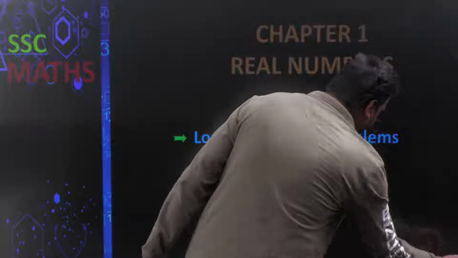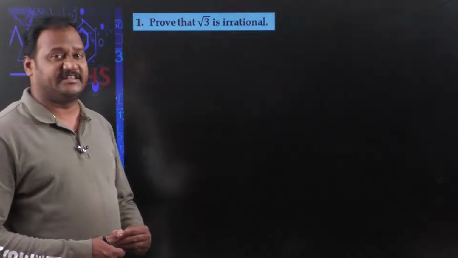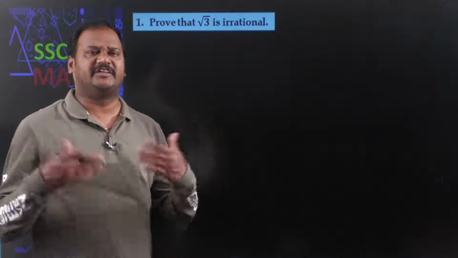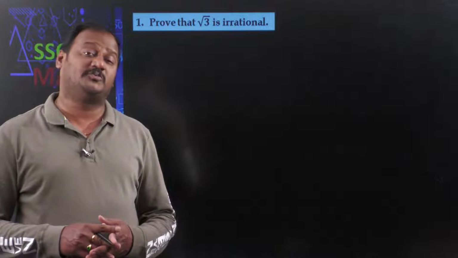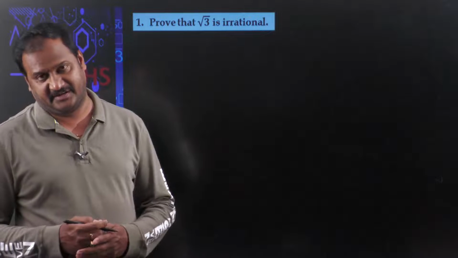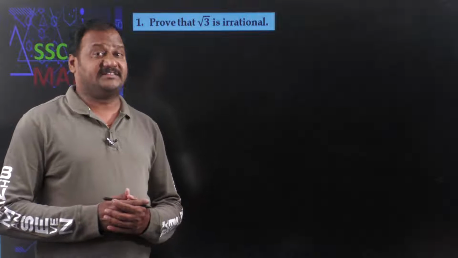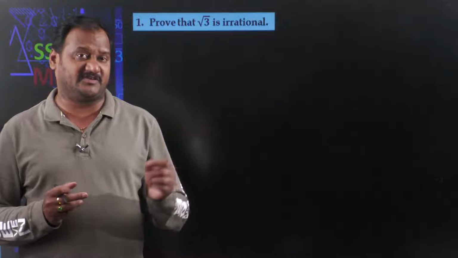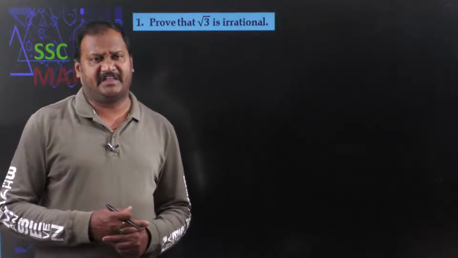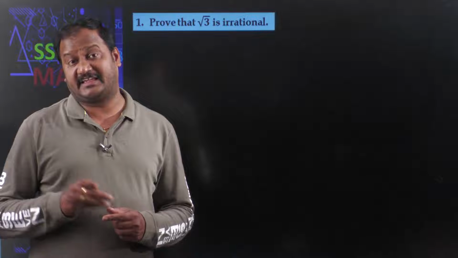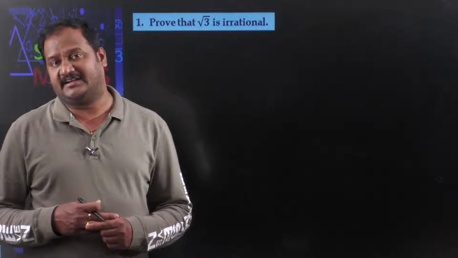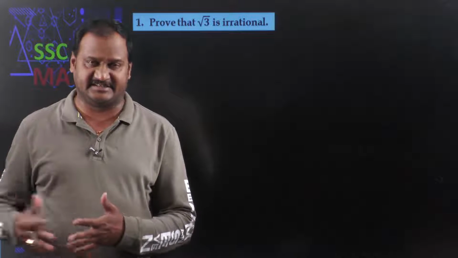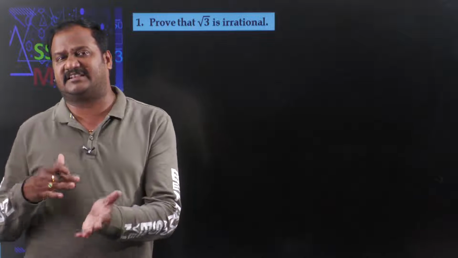So the very first problem is: prove that root 3 is an irrational number. How do you prove that root 3 is irrational? Generally we know that root 3 is irrational, but how to prove it, we do not know. Suppose you try to find the square root of this number by the long division method, dot method or bar method, you keep getting digits after the decimal, and after 5 digits or 6 digits or 10 digits, no pattern is repeated.